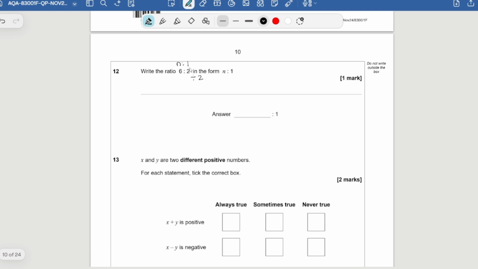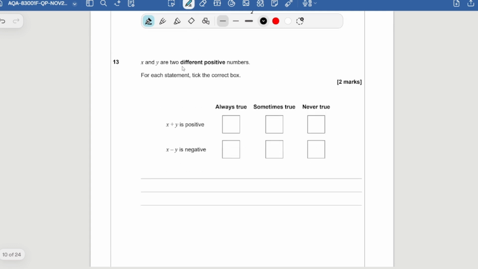So if you are dividing this part of the ratio by 2, you have to divide the first part of the ratio also by 2. So 6 divided by 2, or half of 6, is 3. 2 divided by 2 is 1. So the n value here is 3, 3 to 1.